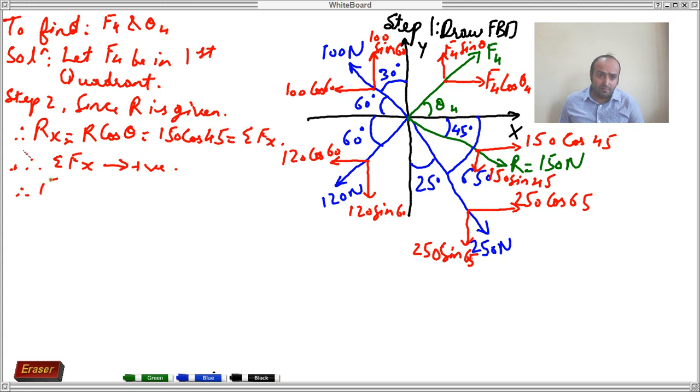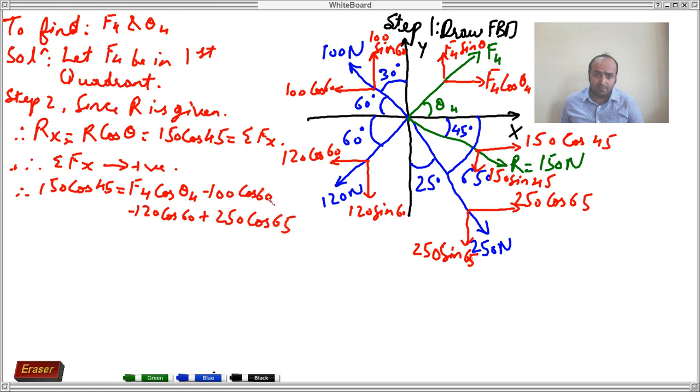So it will be 150 cos of 45 is equal to, now the entire equation will be forming as F4 cos of theta 4 minus 100 cos 60, again minus 120 cos 60, plus 250 cos of 65. So now if I need to find the value of F4 cos of theta 4, the entire things will be coming on the other side of equal to.